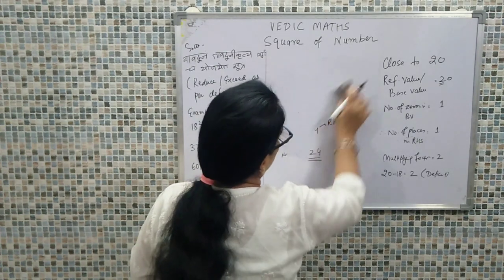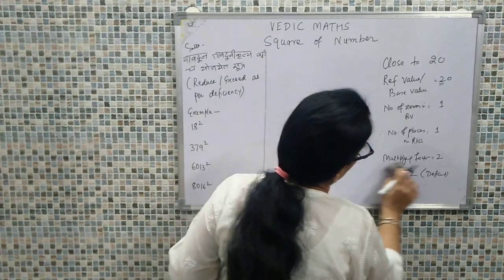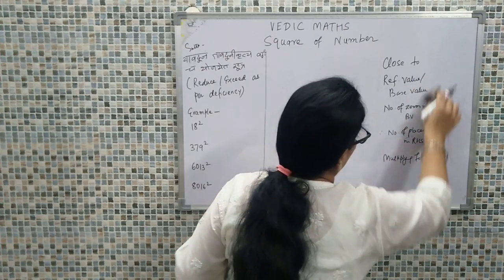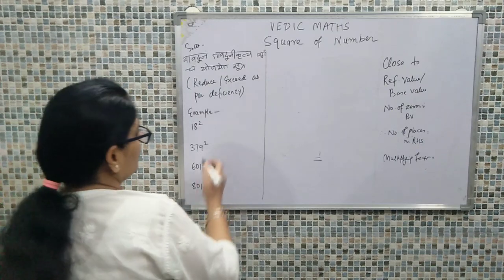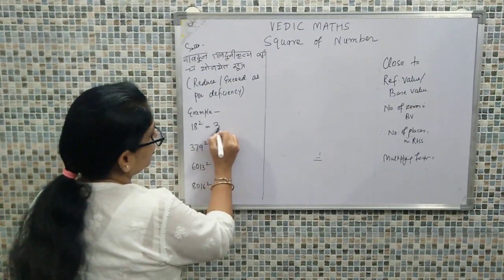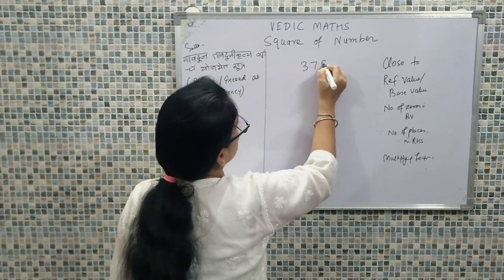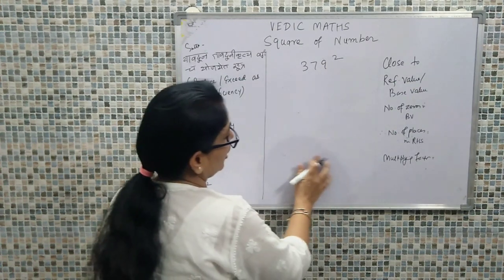Taking the next example, 18 square came out to be 324. Starting with the next example, the next is to compute the square of 379.